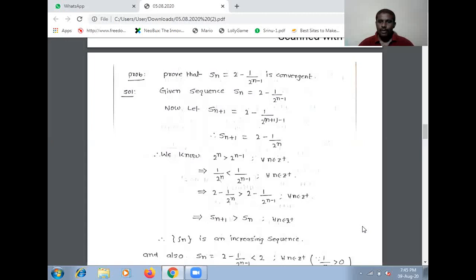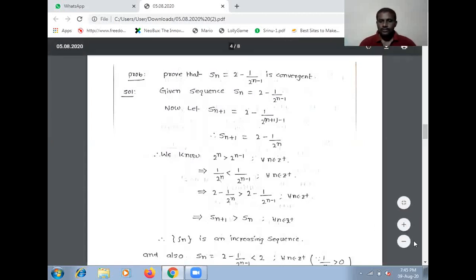So it is a bounded below sequence. Since it is an increasing sequence, it is bounded below, which means it has an infimum. Now we have to prove it has a supremum value. If we show Sn is bounded above, then the given sequence is a bounded sequence. Every bounded monotone sequence is a convergent sequence. That's why the problem is proved.